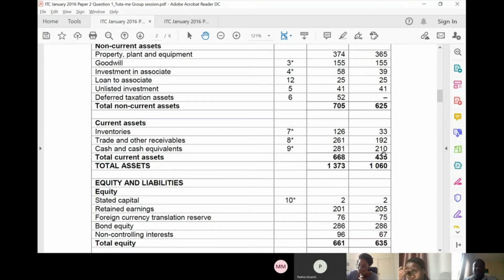Cash and cash equivalents. Cool, increasing balance. That's usually a good sign, especially if the business hasn't been doing too well.